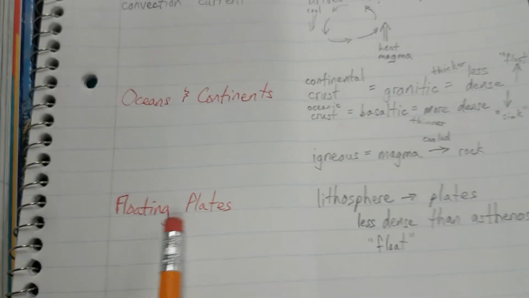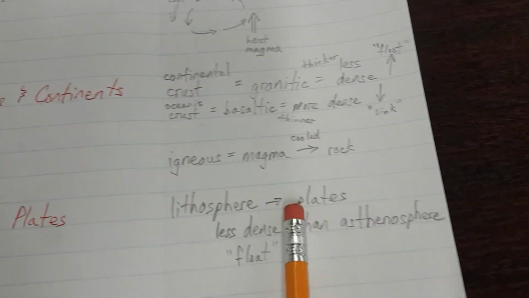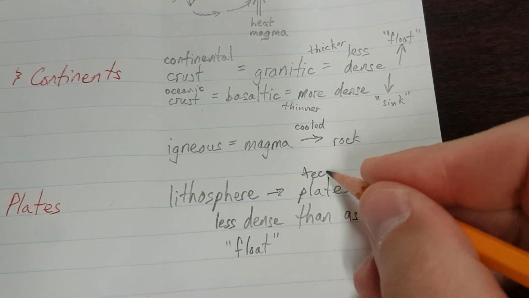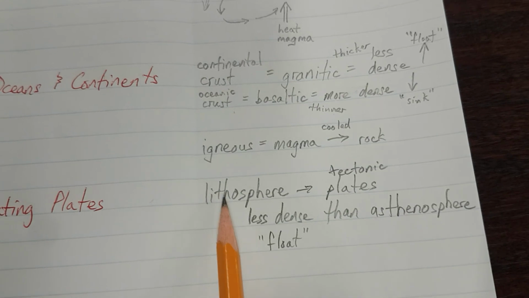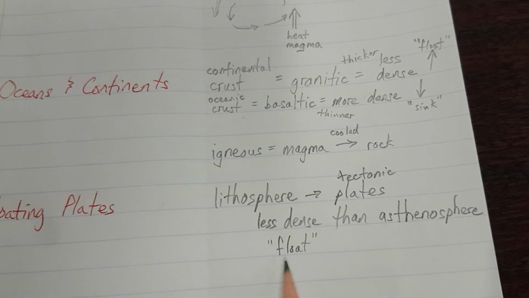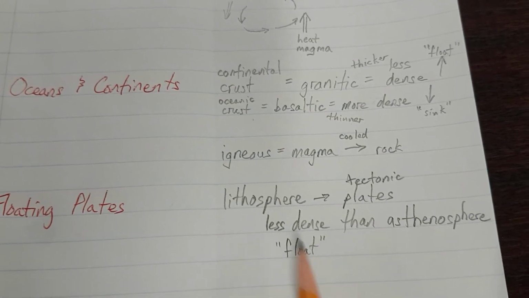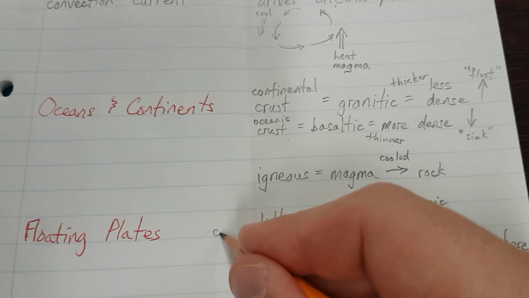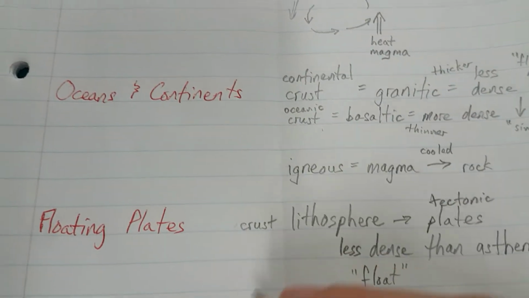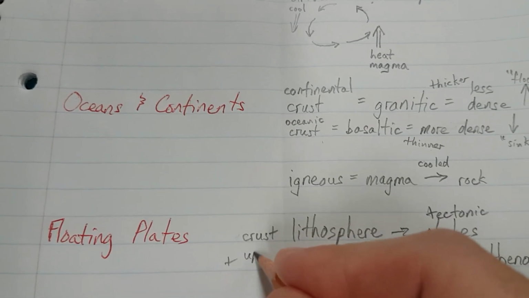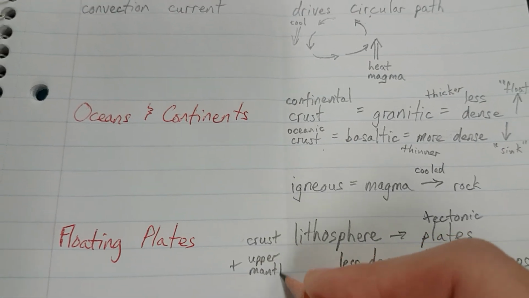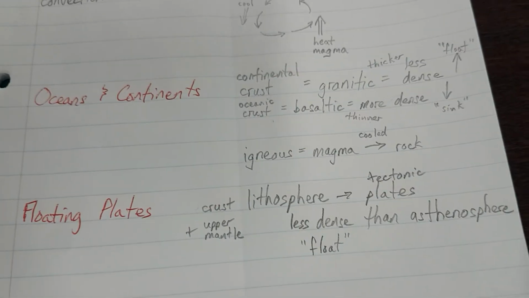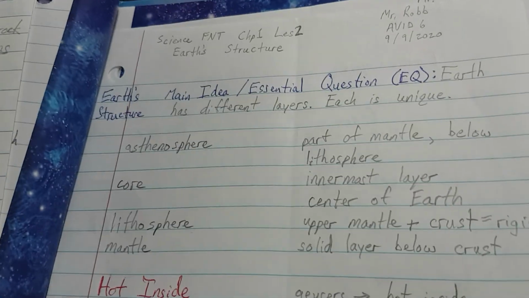Okay, so under floating plates, we learned that the lithosphere is broken up into the tectonic, T-E-C-T-O-N-I-C, plates. All of the lithosphere is less dense than the asthenosphere, so it kind of floats on top. For lithosphere, let's put crust, C-R-U-S-T, plus upper mantle, M-A-N-T-L-E.